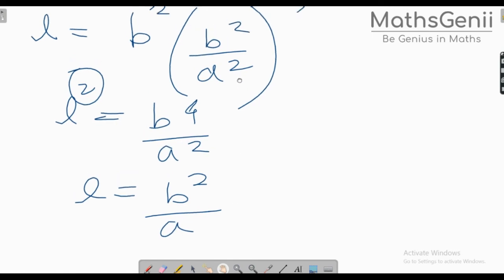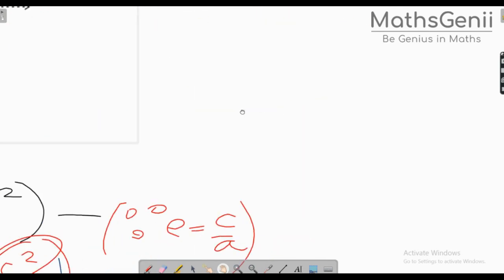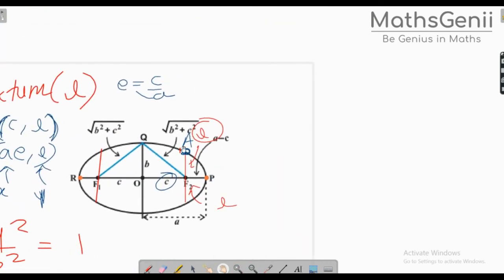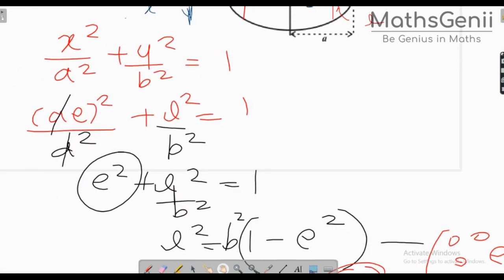But what did I tell you? We don't have to find L. We want to find L plus L, which is 2L. This big line, this small line is L, and this small line is L. So this big line is your latus rectum, which is 2L.